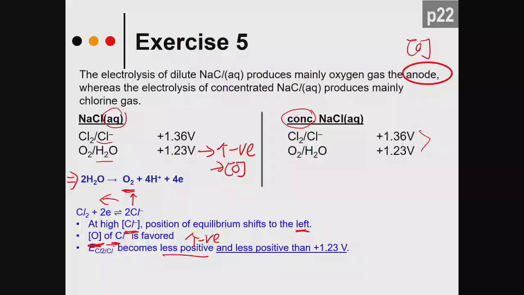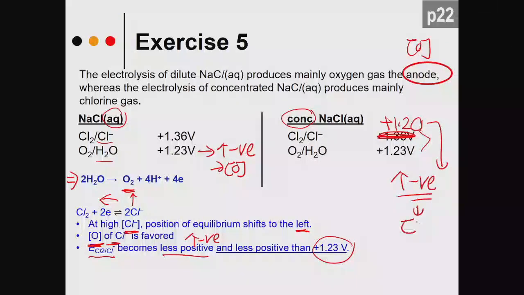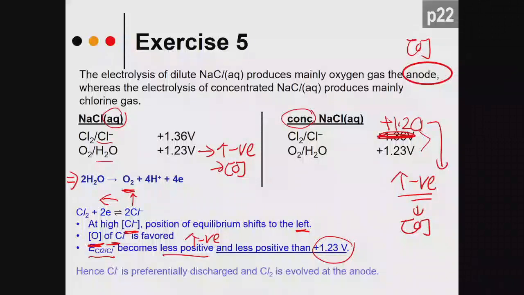Okay, so you need to copy this down. Because the E naught values are so close to each other, it is likely that the E naught value for your chlorine/Cl minus will become less positive than 1.23. So this value here could become plus 1.20. And hence, from here, what do you notice? We notice that this one here is the more negative E naught. Therefore, it will undergo oxidation.